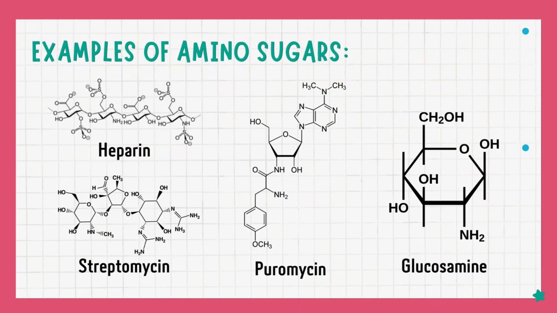Some examples of amino sugars are heparin, which is a naturally occurring anticoagulant; streptomycin, which is an antibiotic used to treat bacterial infections like tuberculosis; puromycin, which is an antibiotic that inhibits protein synthesis; and glucosamine, which is the building block for glycosaminoglycans, a crucial part of connective tissues.